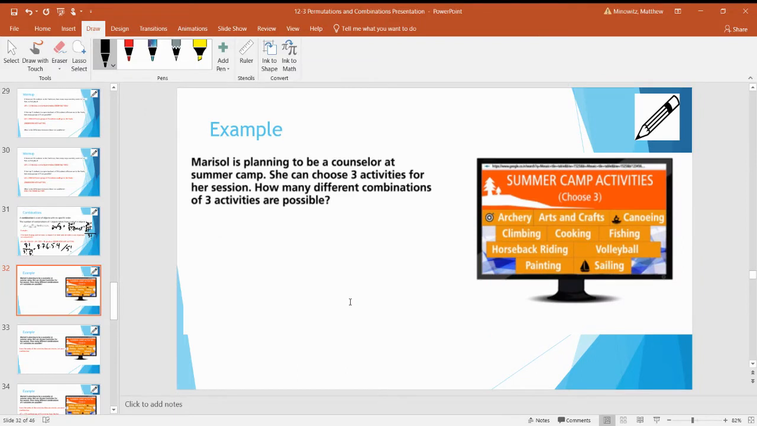So here's an example for you to try. Marisol is planning to be a counselor at summer camp. She can choose 3 of the activities on the right for her session. How many combinations of the 3 activities are possible? Pause the video, go ahead, try it, see if you understand how to calculate how many combinations we have.